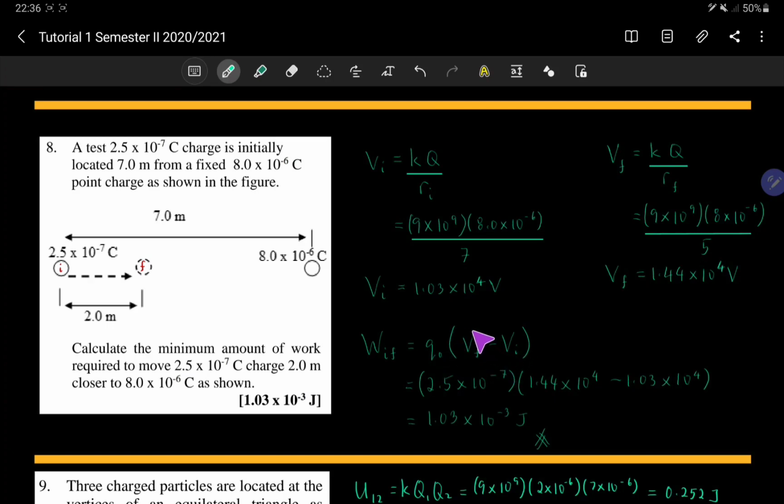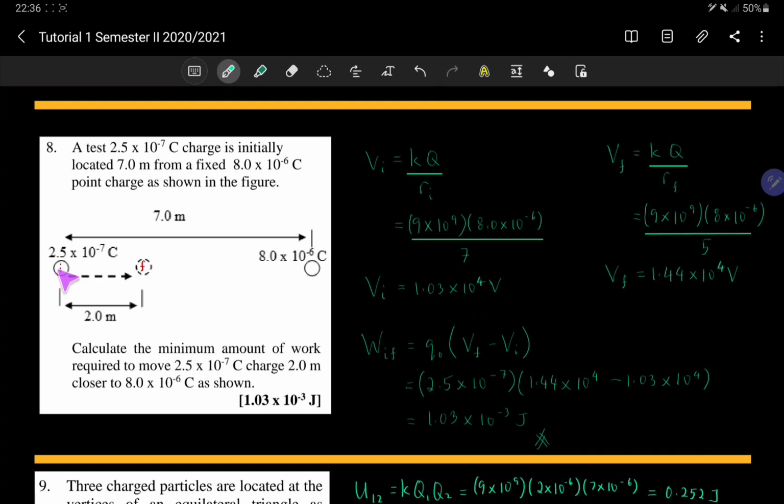Okay, so we need to calculate the potential at these two points, the initial point and the final point. V initial equals kQ over r initial. k is just a constant. Q is the isolated charge, which is 8 × 10^-6. And the separation between the isolated charge and the initial point is 7 meters. So you will get V initial equals 1.03 × 10^4 volts.